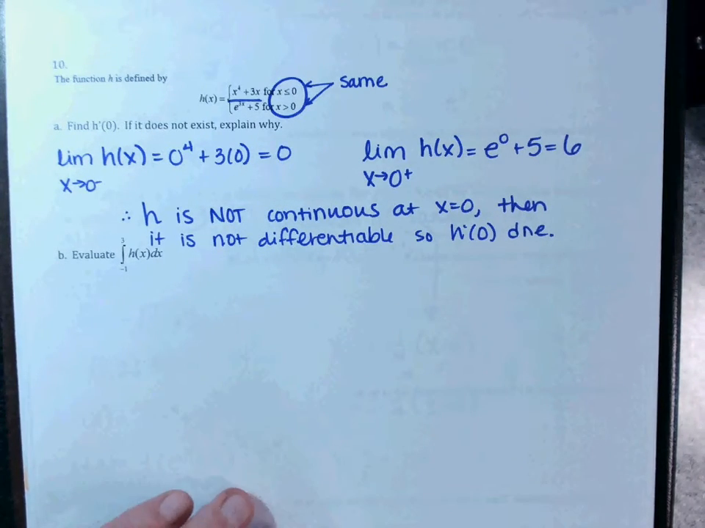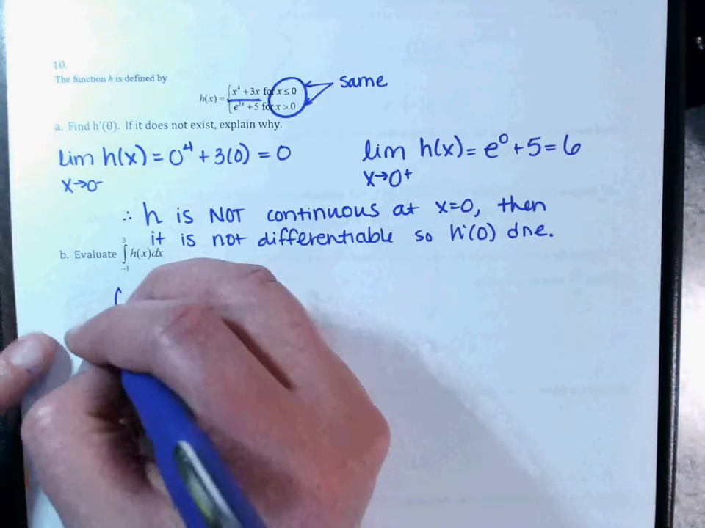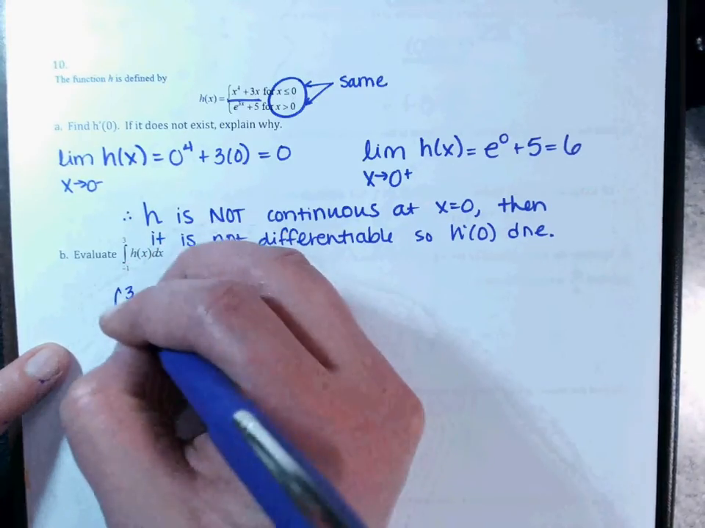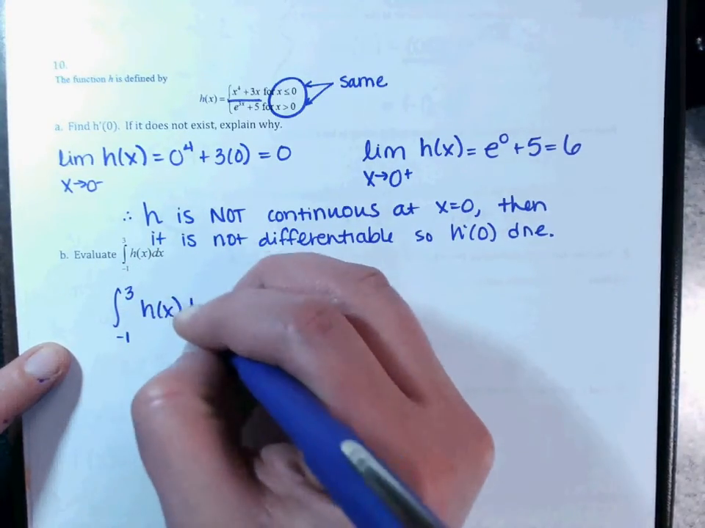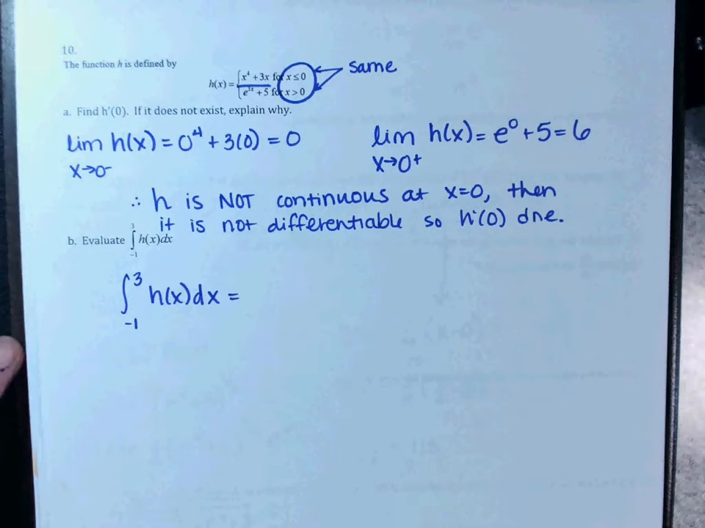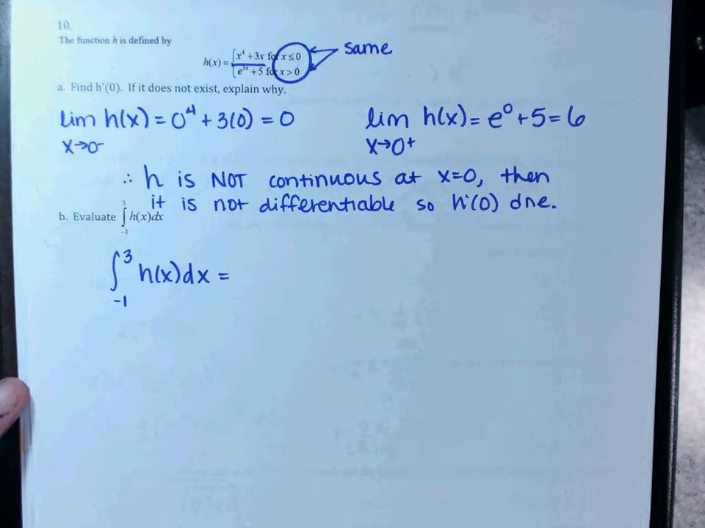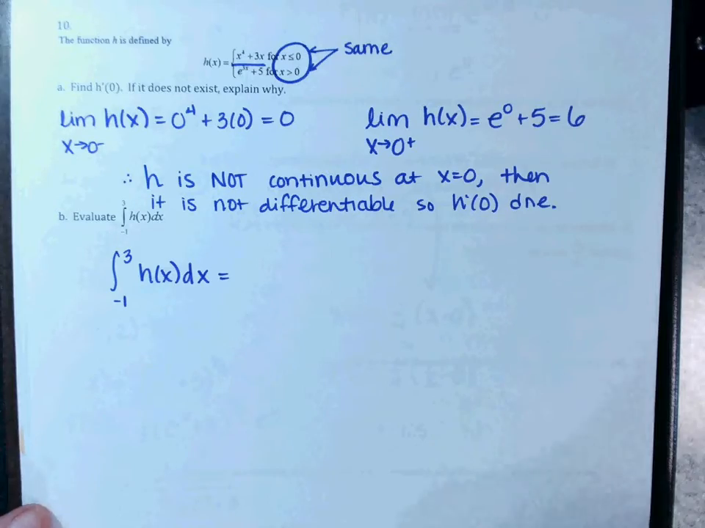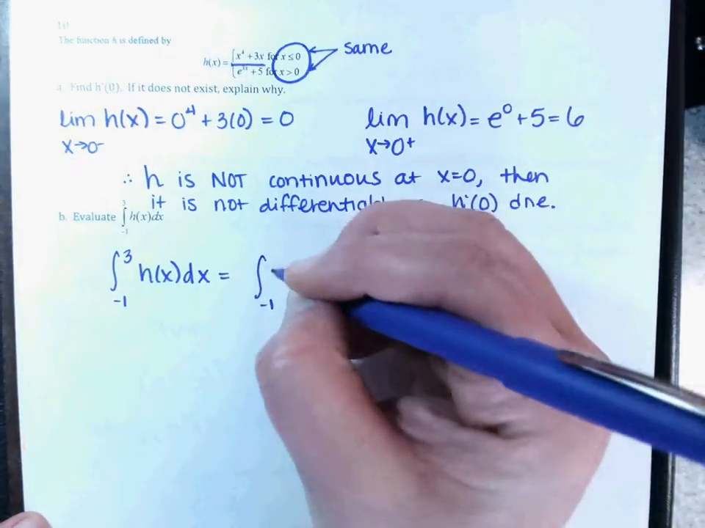Okay, now part B is where I want to kind of sit for a minute. This is a piecewise function. I want the integral from -1 to 3. So if I want the integral from -1 to 3 of h of x, we have not done one like this in class yet, but we will eventually. You're going to have to break up around your piecewise. The breakpoint is 0. Yes, so you're going to have to break up from -1 to 0.